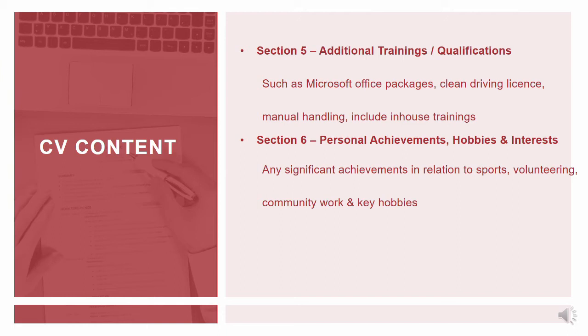The next section is section 6, and that is your personal achievements, hobbies and interests. Here you can note down any significant achievements that you may have in relation to sports, volunteering, community work, and also you can note down your key hobbies and interests.